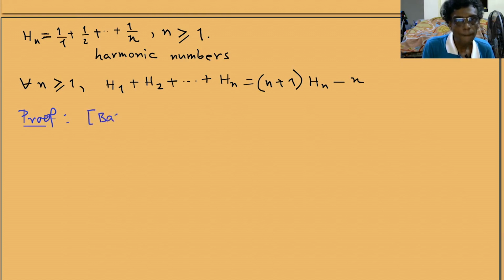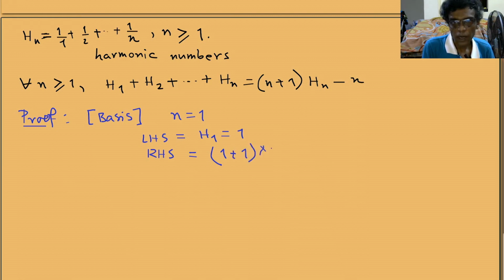Basis: take n equal to 1. Left hand side is H1, which is 1, and right hand side is (1 plus 1) H1 minus 1, that is 2 minus 1, that is 1.